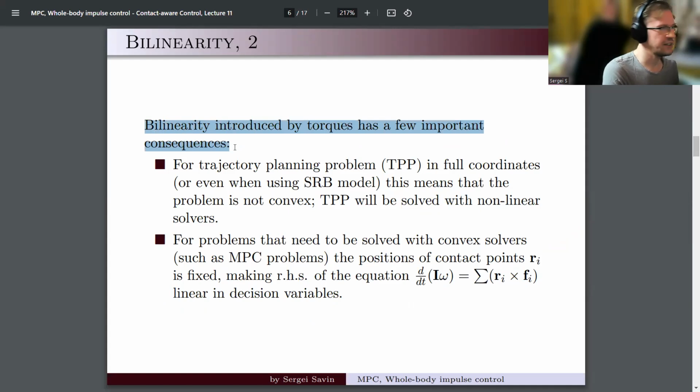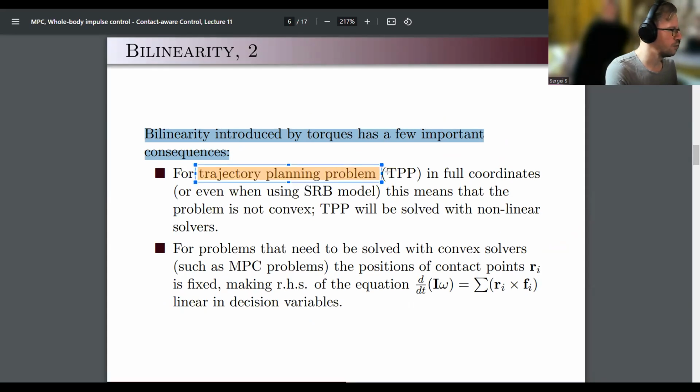Now, this bilinearity has consequences. One consequence is if we're going to do a trajectory planning problem, so we're going to generate a trajectory for a robot, let's say a robot described by this potato model, SRB, single rigid body, then it means we cannot use convex optimizers. We have to use nonlinear solvers, something that can be close enough to a convex solver, but not a convex solver.